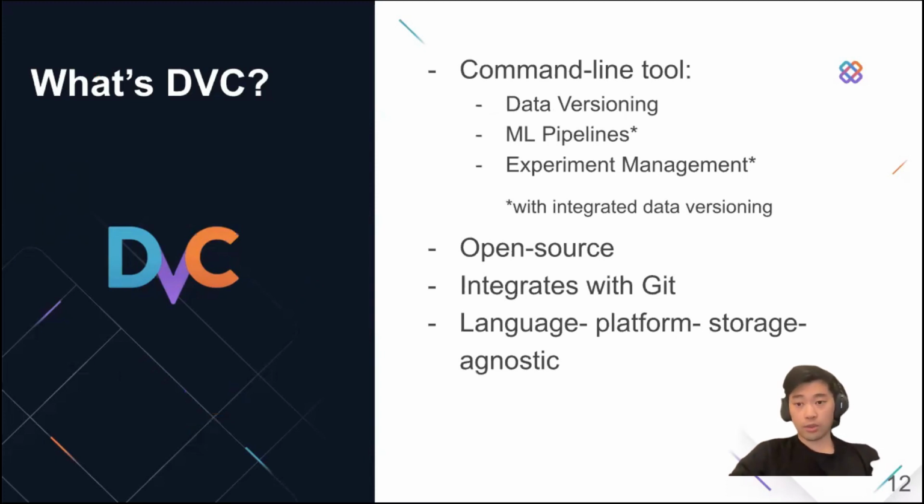It started out as a tool primarily for data versioning, and then later on expanded into machine learning pipelines and experiment management. And those 2 other sets of features come with integrated and automated data versioning. And I can elaborate what that means during the live demo. It is open source, and by design, it integrates very tightly with Git.